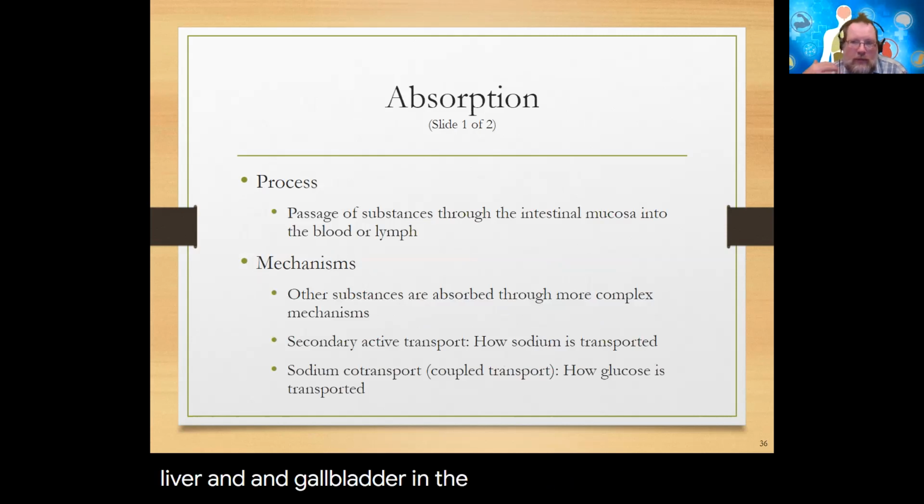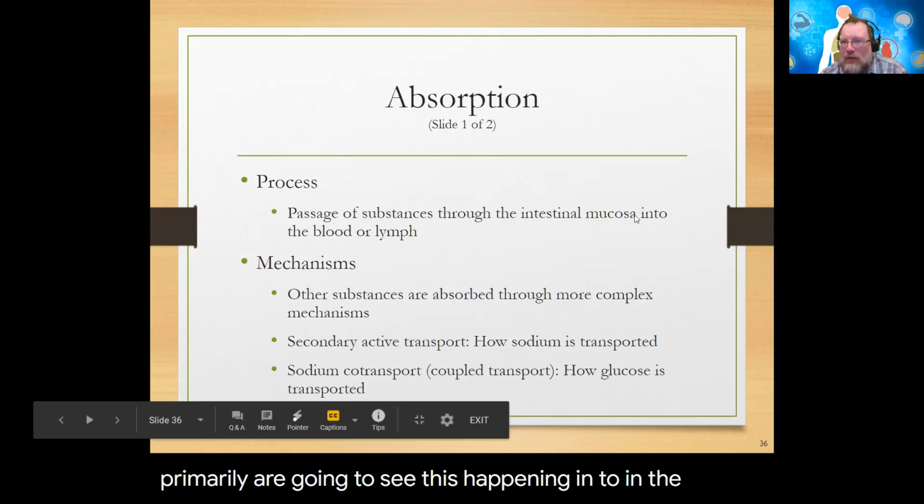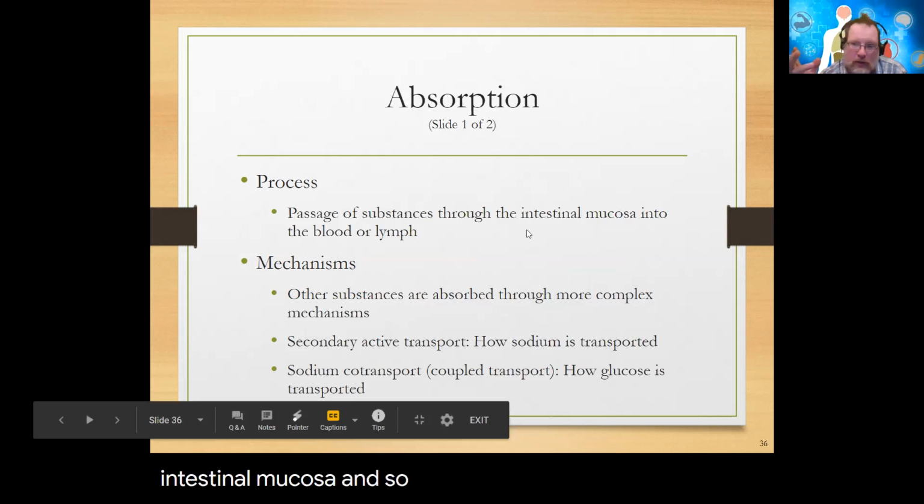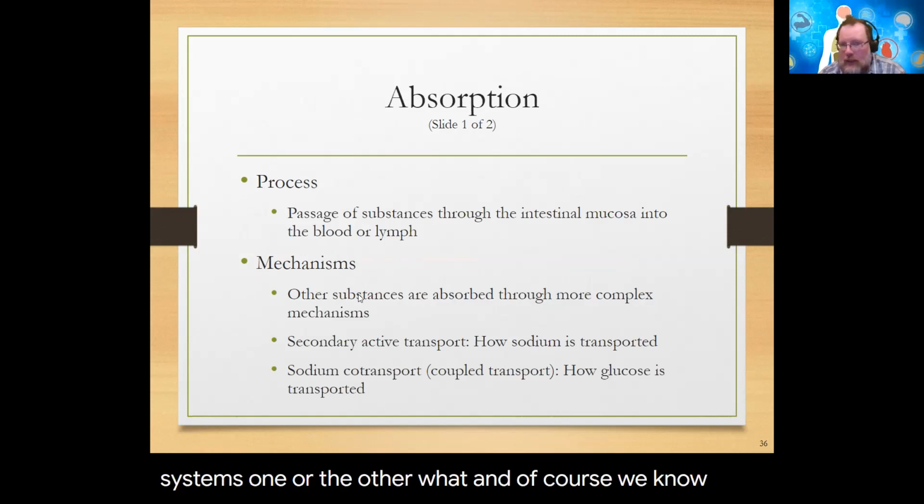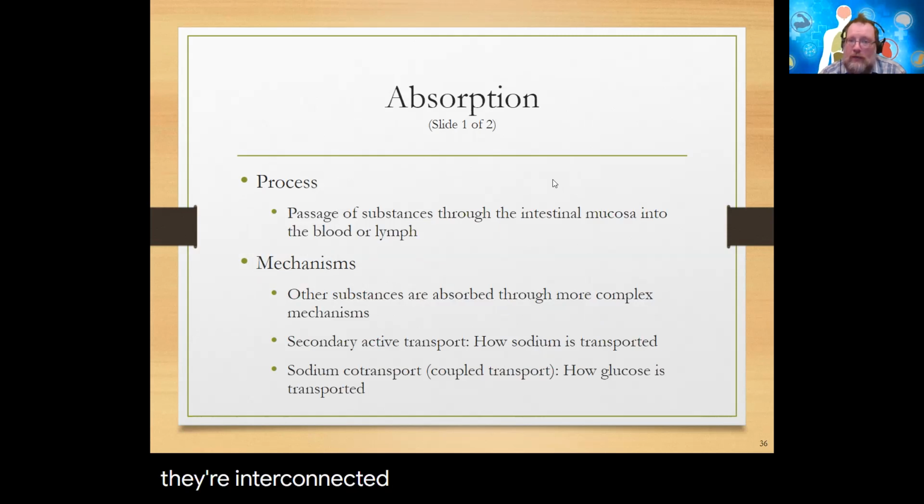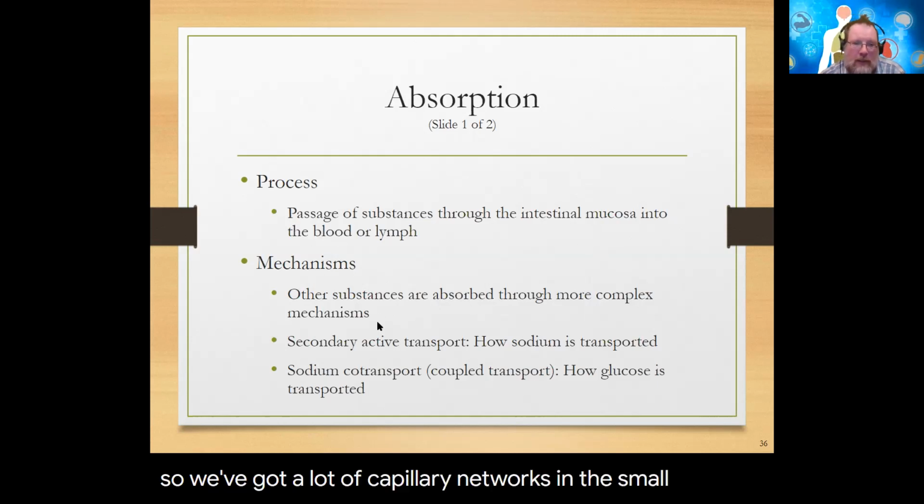Absorption simply means getting nutrients absorbed into the bloodstream. So we primarily are going to see this happening in the intestinal mucosa. Okay, so absorption occurs in the small intestine primarily and goes into the blood or lymph systems, one or the other. And of course, we know they're interconnected. So if we're putting something into the blood, right away your brain should go to capillary networks, right? So we've got a lot of capillary networks in the small intestines.